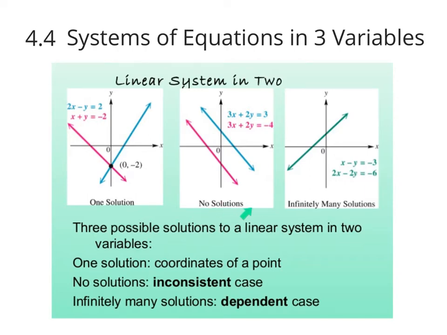And the last option is that I can have infinitely many solutions. That happens when you have two lines that are exactly the same line. They're right on top of each other. So all the points that they share are going to be in the solution set.